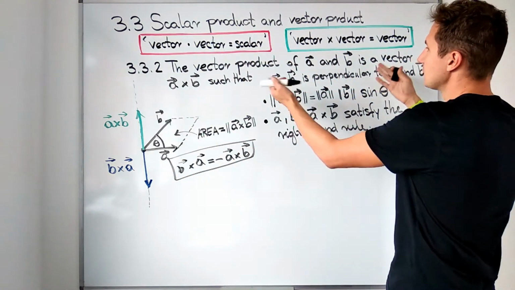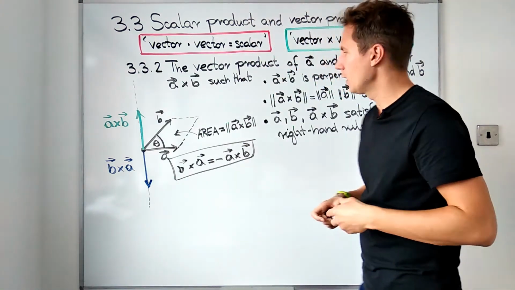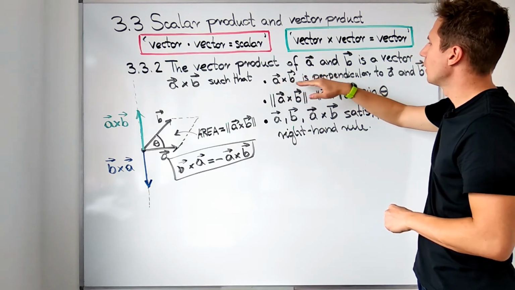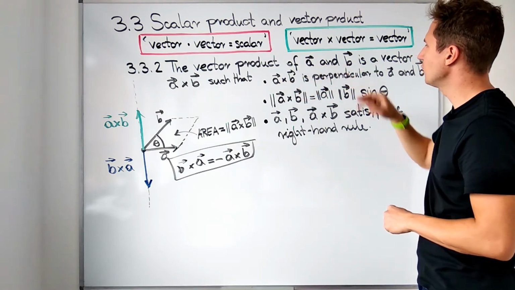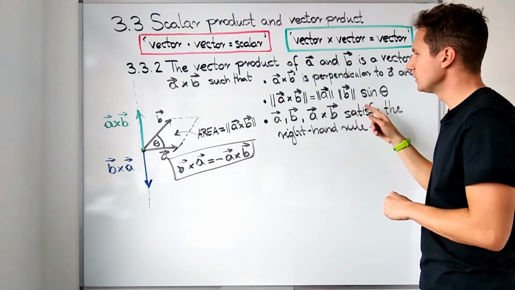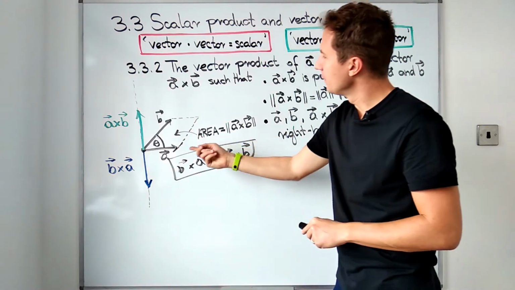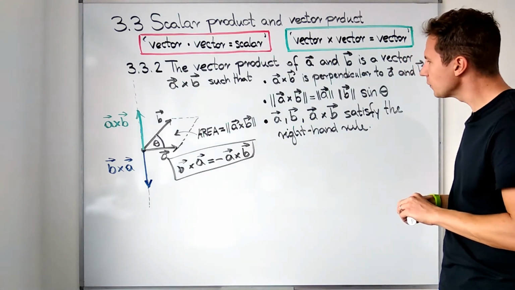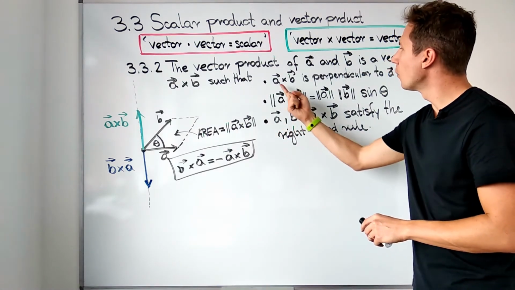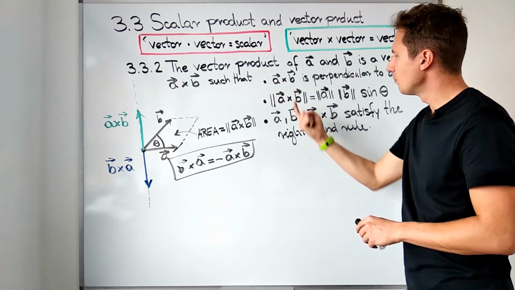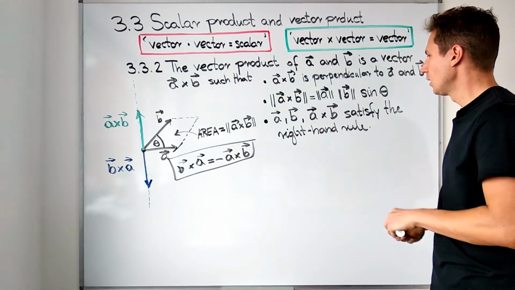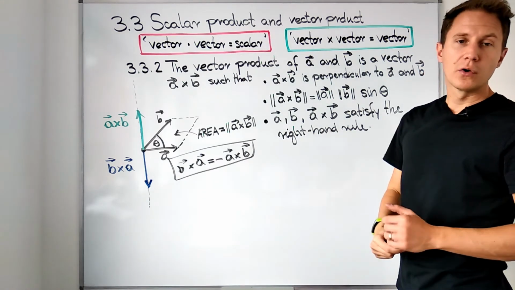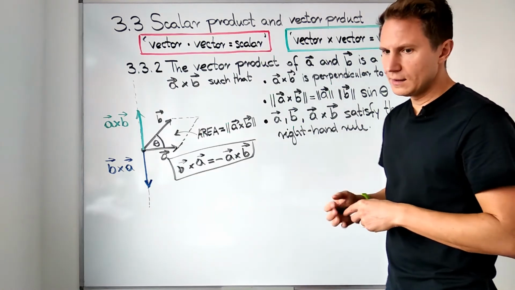Now, this is the definition of the vector product. It has to be a vector that is perpendicular to both of the vectors that we started from. It has to have a certain length, which is the area of the parallelogram that is stretched by the vectors that we started from. And finally, the vectors in the order that we have written them, A, B, and then the vector that we obtain as a vector product should satisfy the right-hand rule. Okay, so this is how you define the vector product.